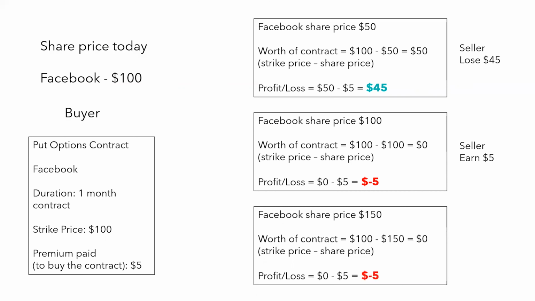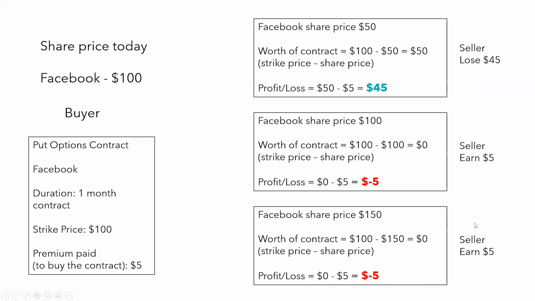Now, if Facebook's share price went up to $150, the worth of your contract is the strike price, which is the agreed price of $100, minus the share price of $150. The contract is worthless, at $0. So your profit and loss in this case for a buyer of the put contract will just be the premium that you paid. That means your loss is just $5 and the seller will earn $5.